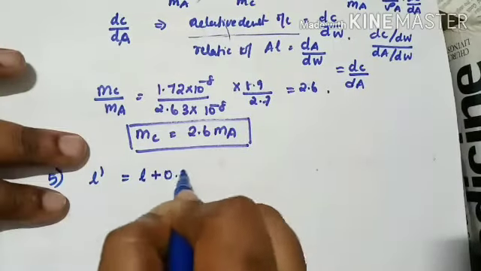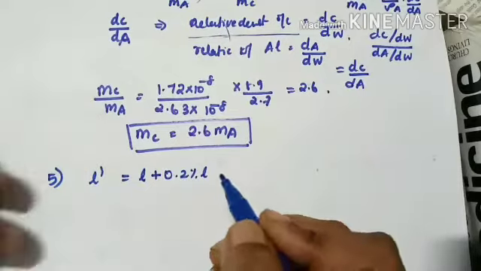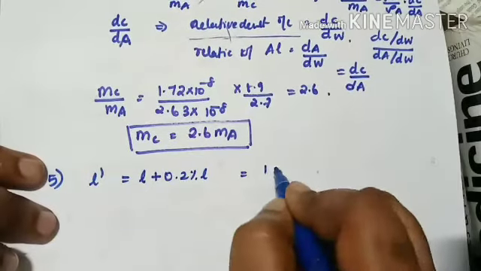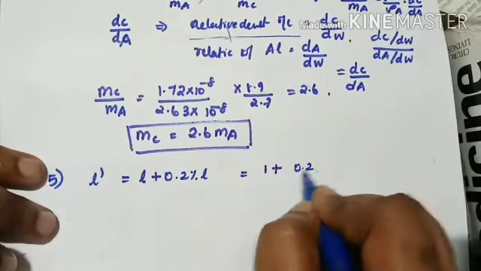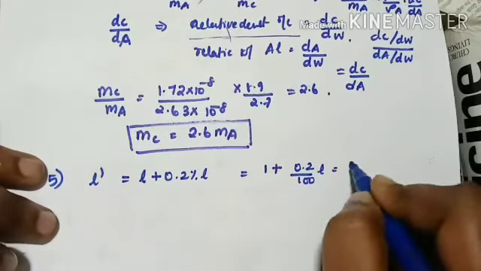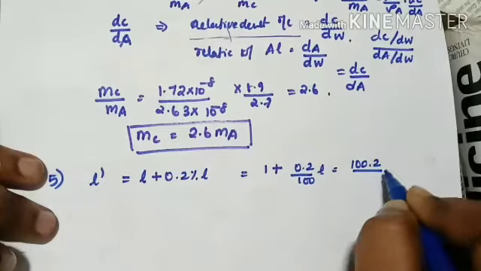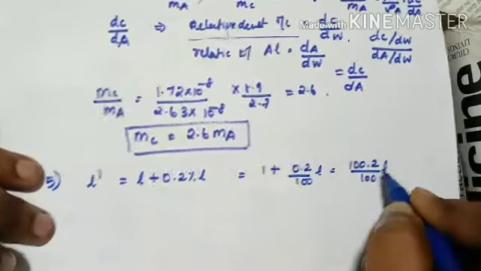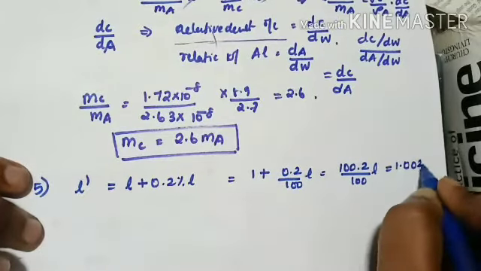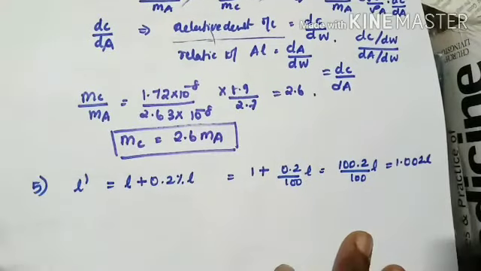Given that the new length is increased by 0.2 percentage of the initial length. So I will write it as a fraction: 0.2 divided by 100 into L, or it is 100.2 divided by 100 L, or it is 1.002 L. This much you would have understood, right?